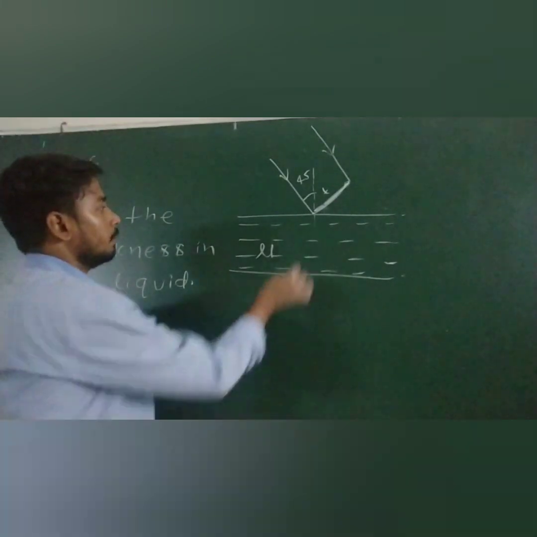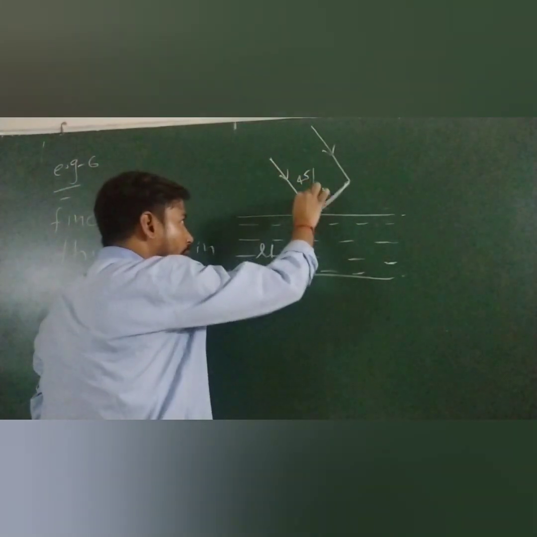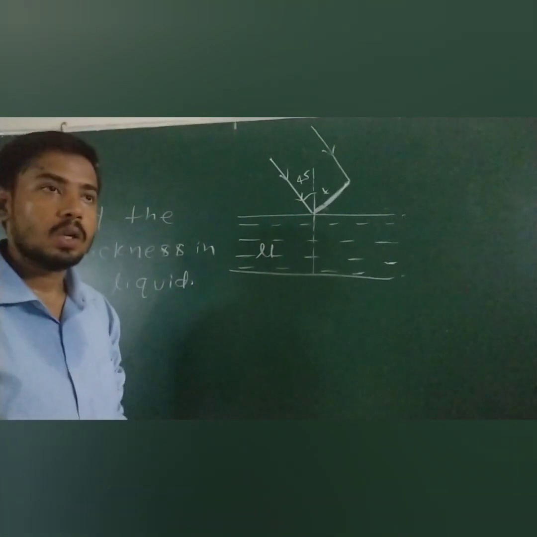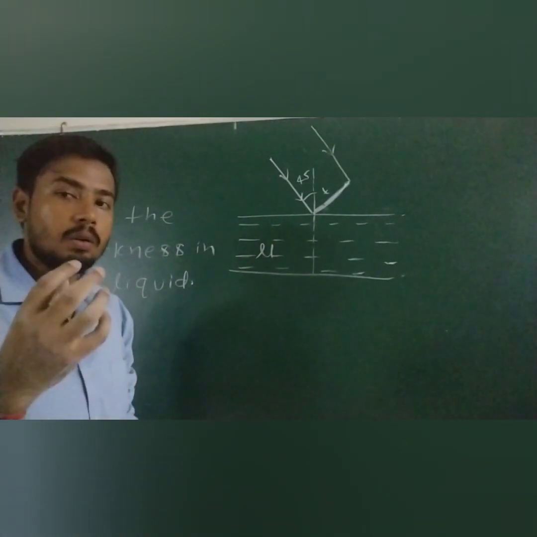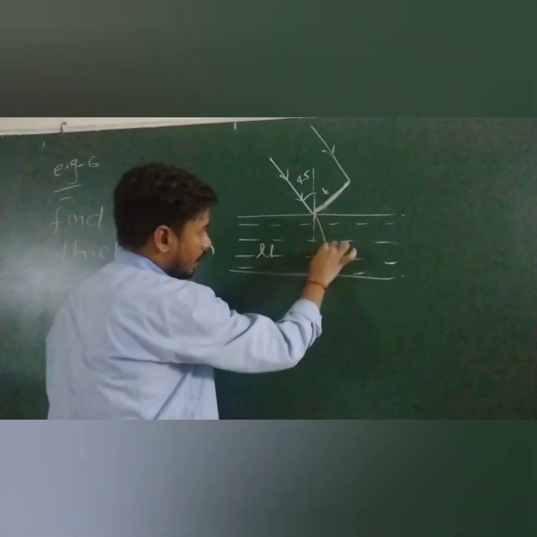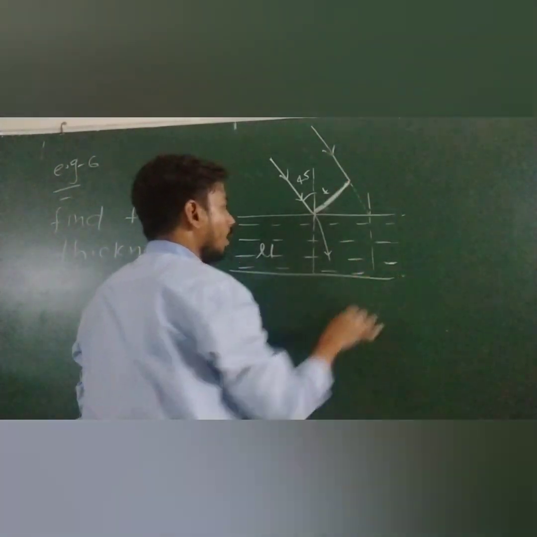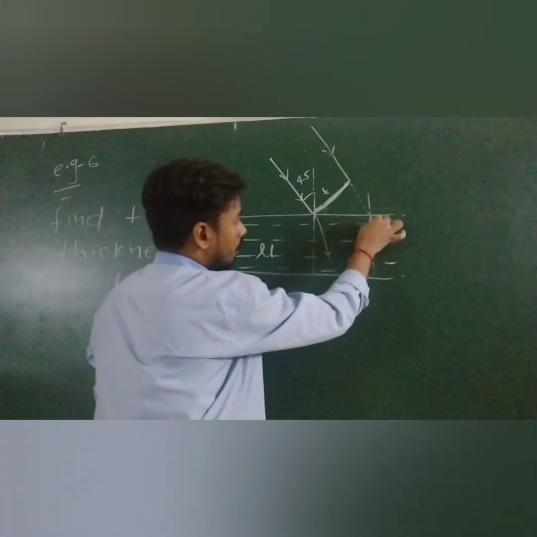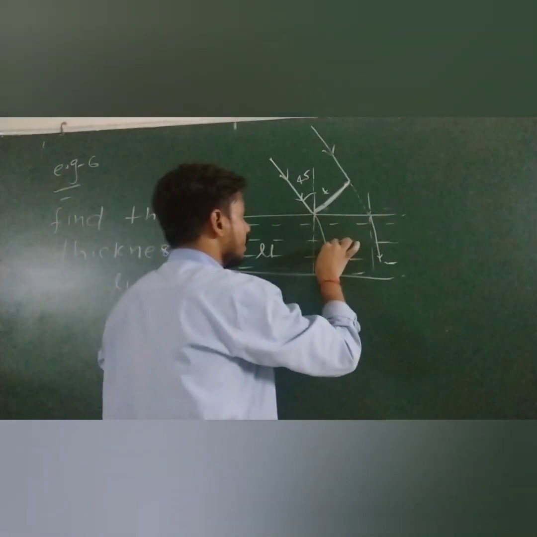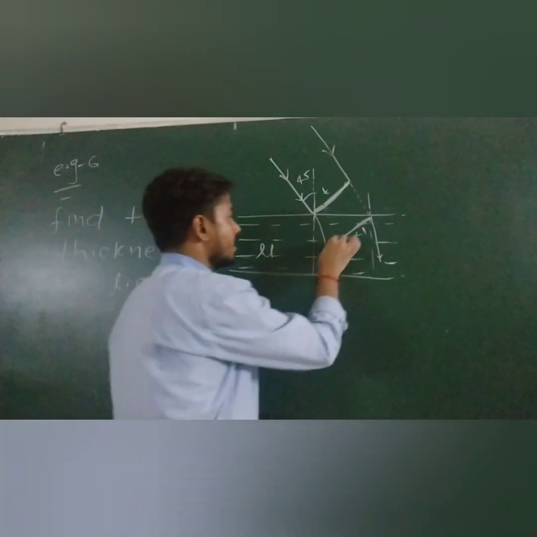How can we say? See, this is the normal. This ray is going from rarer to denser. According to our concept, it should bend towards the normal. So it bends like this. This ray is also coming in the same way, going from rarer to denser, so it will bend in this way. Right now this becomes its thickness. Suppose it is here. So this becomes its thickness T dash.